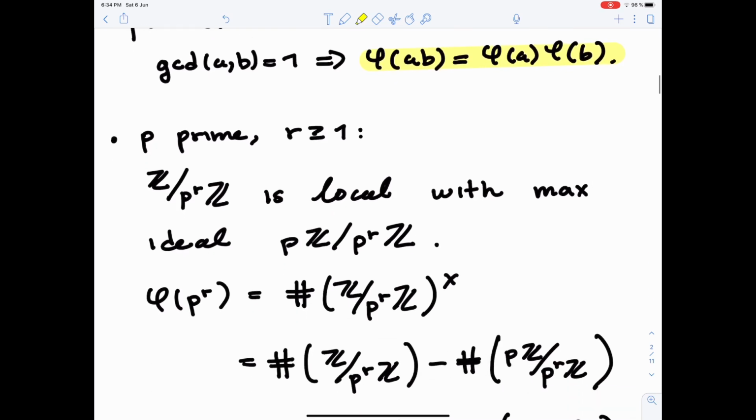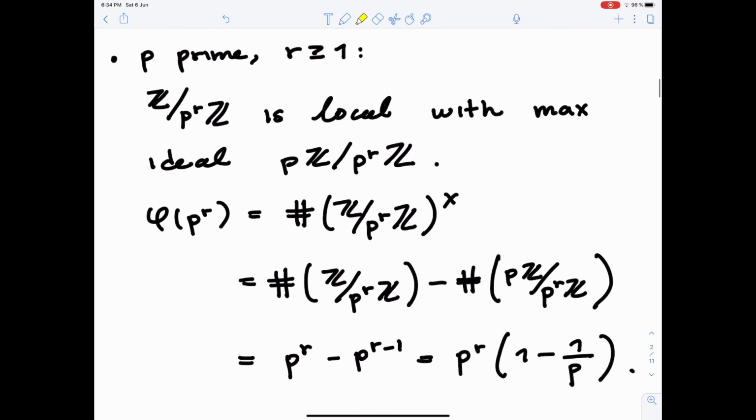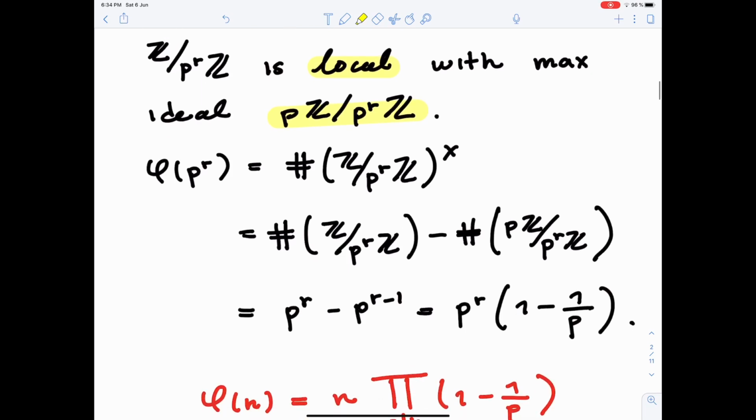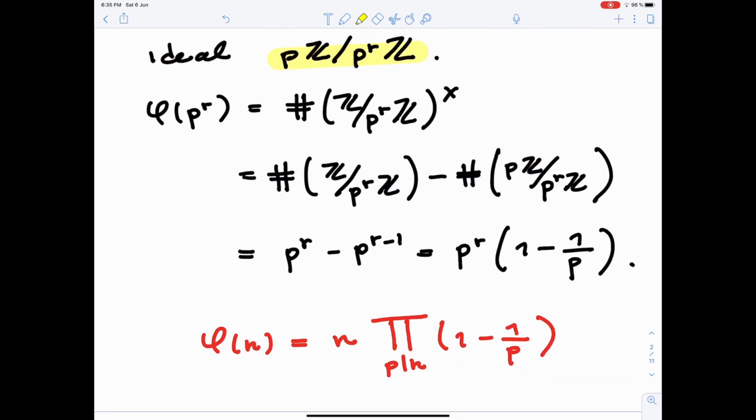Moreover, if I have a prime power, then the ring of integers mod p to the r is a local ring, meaning that it has a unique maximal ideal, and this maximal ideal is the ideal generated by p. This allows one to calculate the number of units as the number of elements outside the maximal ideal. So this gives that phi of p to the r is p to the r, the size of the whole ring, minus p to the r minus 1, the size of the maximal ideal.